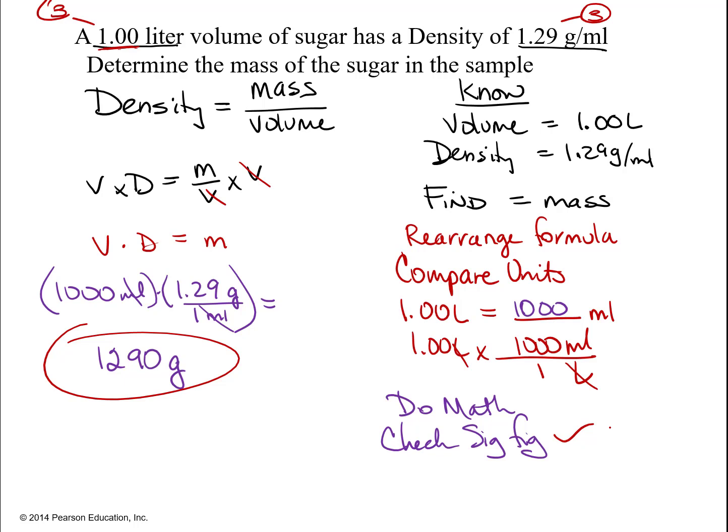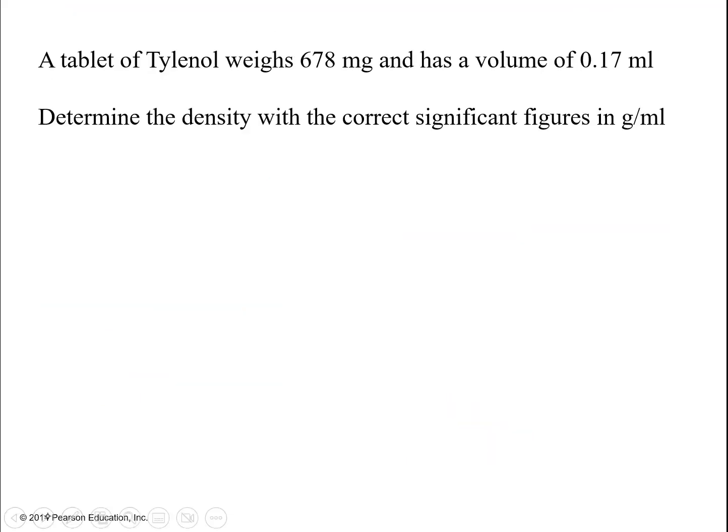So that's kind of like the steps to doing these. And we'll do these types of problems throughout the entire semester. And so we'll always kind of follow this same process. Identify what you know, what you're trying to find. Check and see what your formula is. Rearrange if you need it. Always check your units. Doing the math and checking your significant figures. I'll give you one more to do. This is another density problem.